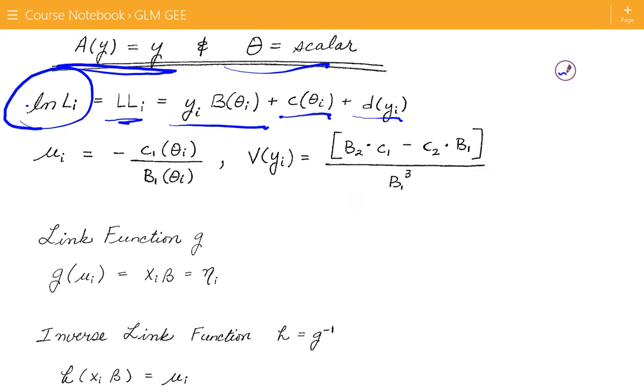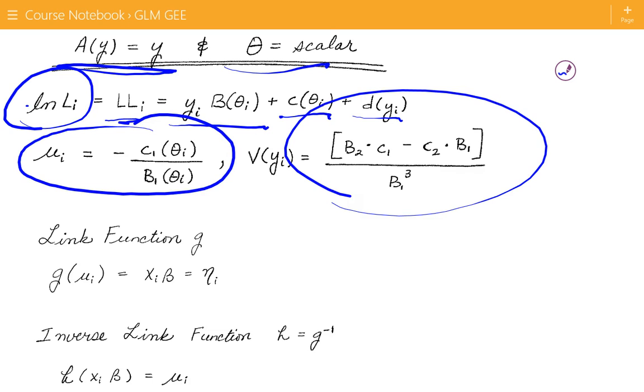And what we had seen in the previous lecture is the mean is equal to minus the first derivative of c divided by the first derivative of b. And the variance is this function of the second derivative of b times the first derivative of c minus the second derivative of c times the first derivative of b, divided by the first derivative of b cubed.